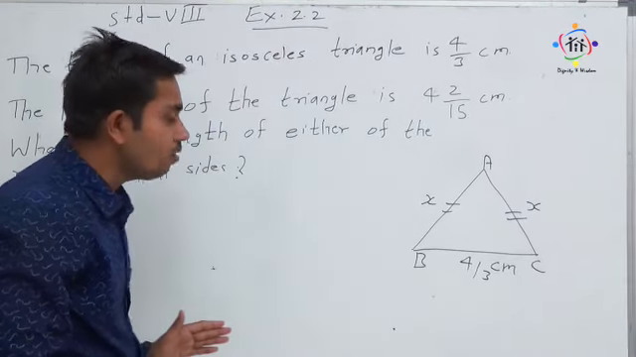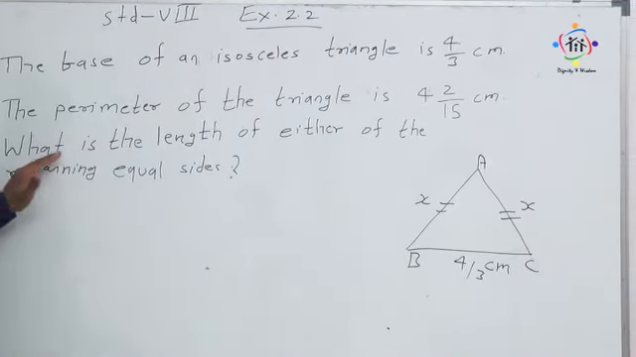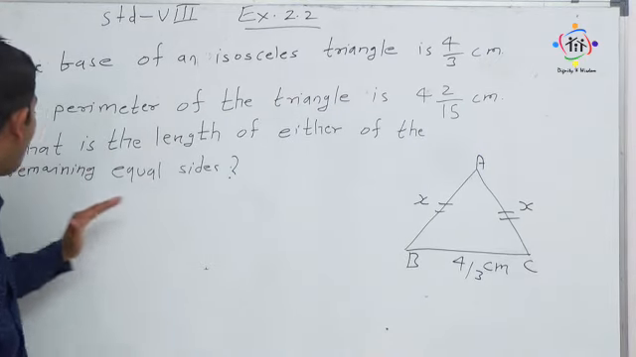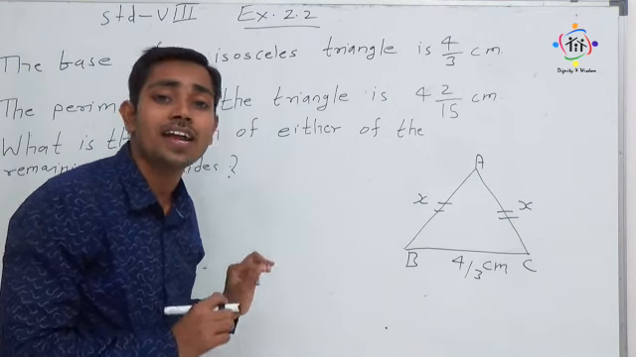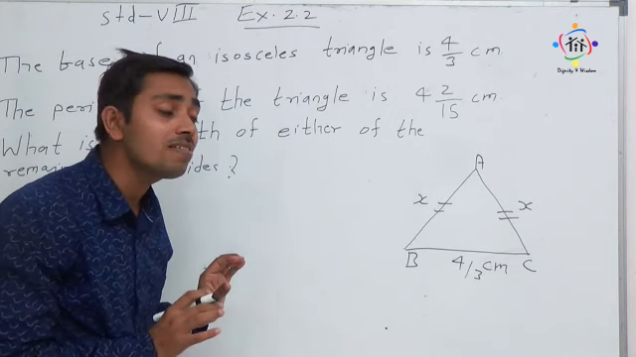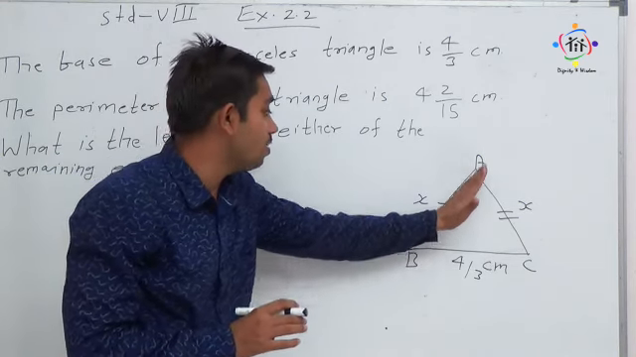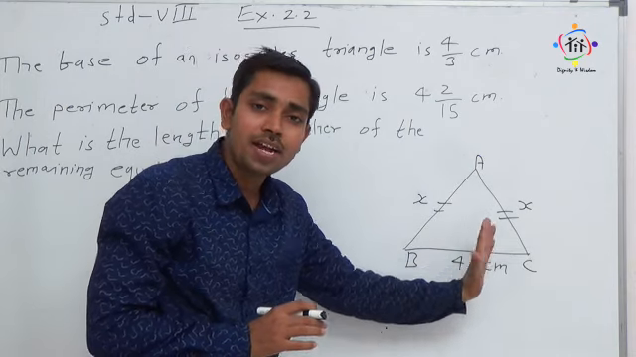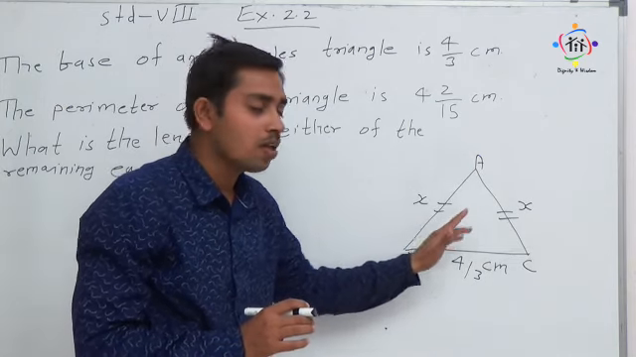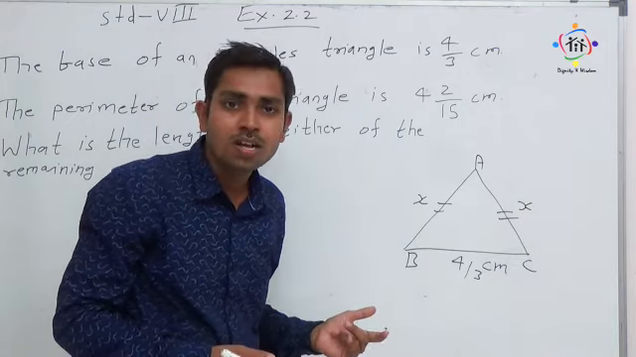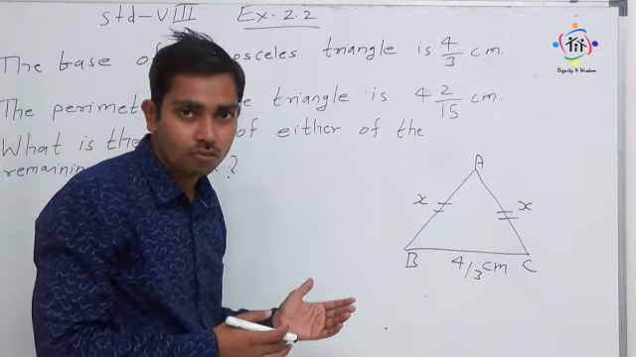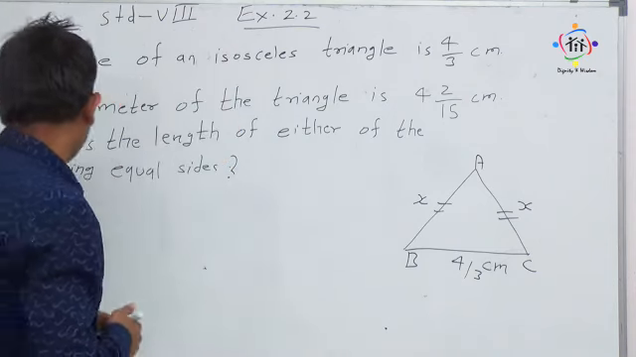Let us see, my dear students, as per the question, what is the length of either of the remaining equal sides? It means that either you find this side AB or you find AC, because both are the same. If you get AB or AC, that means you get both. So let us proceed, my dear students. Let us find the solution.